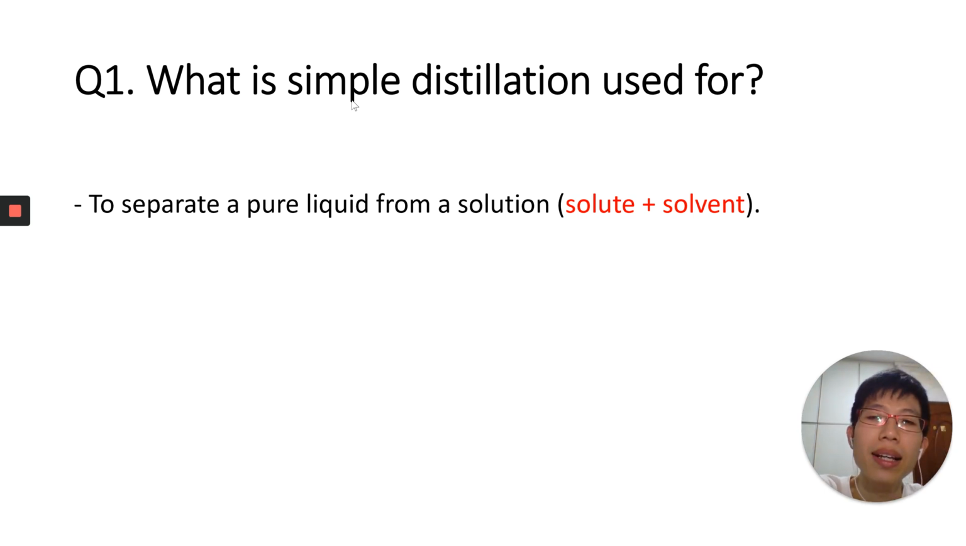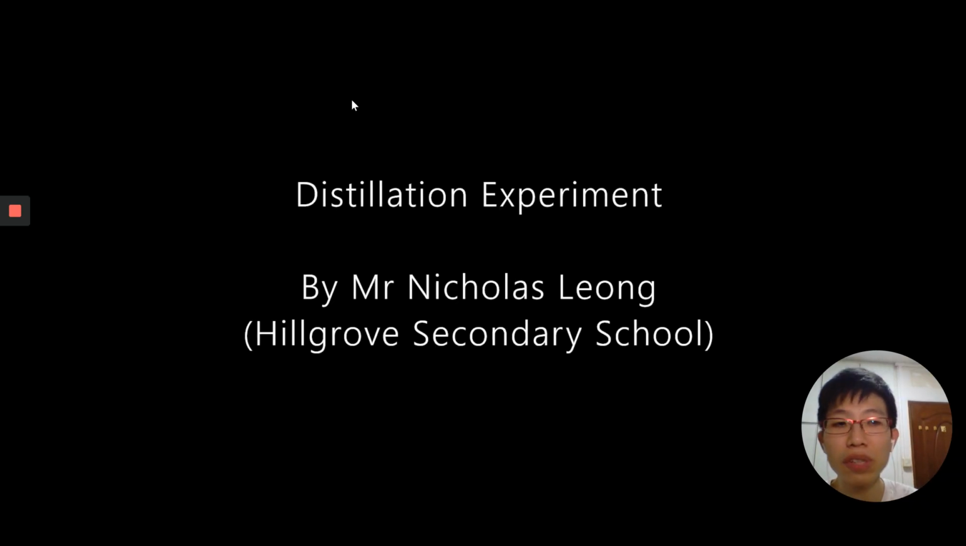Basically, simple distillation is used to separate a pure liquid from a solution. And in a solution, we know that it consists of two components. One is a solute. The solute is the solid that has been dissolved by the liquid, and solvent is the liquid that dissolves the solids. So let's watch a video.